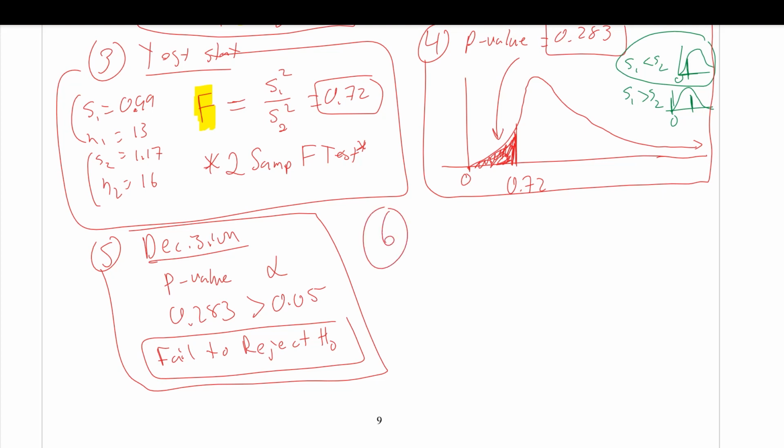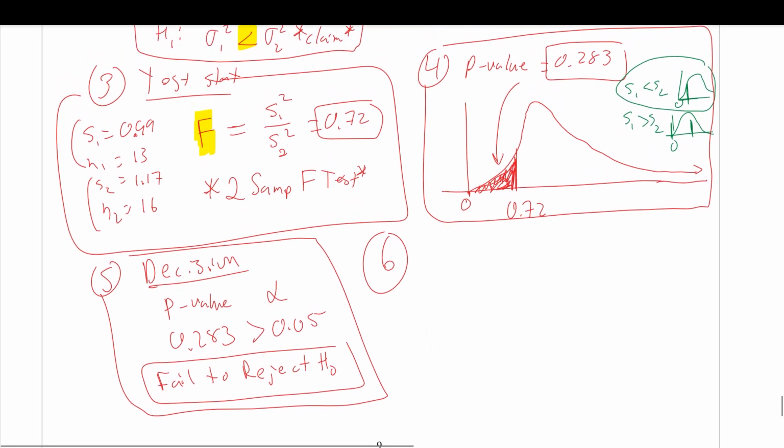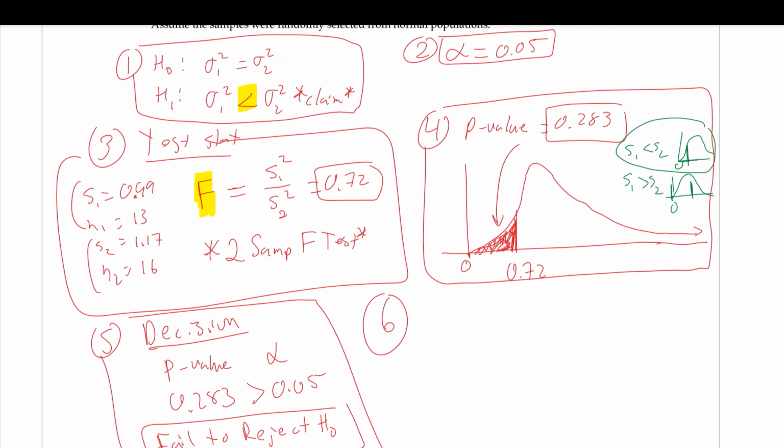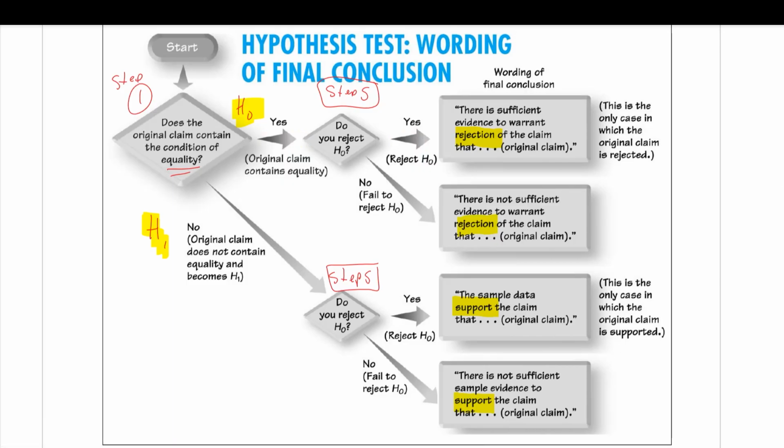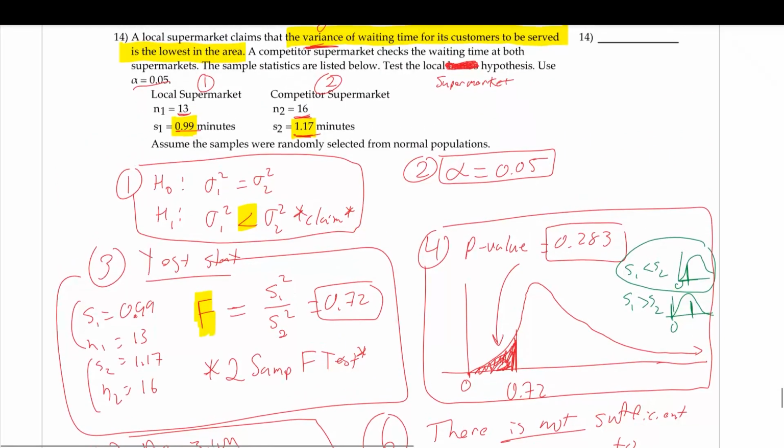The conclusion here is, we failed to reject the null hypothesis, so in a way we are accepting the null hypothesis. Not really, but in a way. If we're accepting that, then there isn't sufficient evidence to support the claim that sigma 1 is less than sigma 2. Let's look at the flowchart for that wording. In our case, the claim statement was the alternative, and we were not able to reject the null hypothesis. So we say there is not sufficient sample evidence to support the claim that, and then we restate the original claim: that the variance of waiting time for its customers to be served is the lowest in the area.